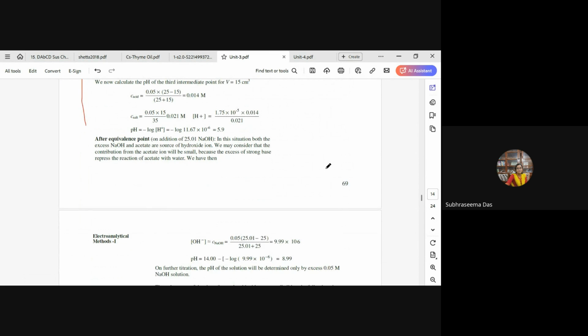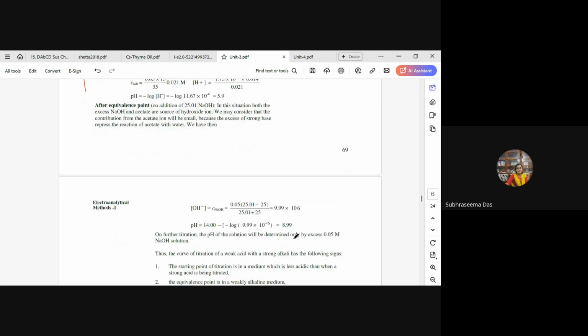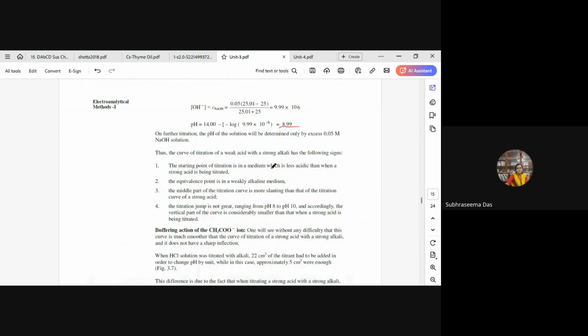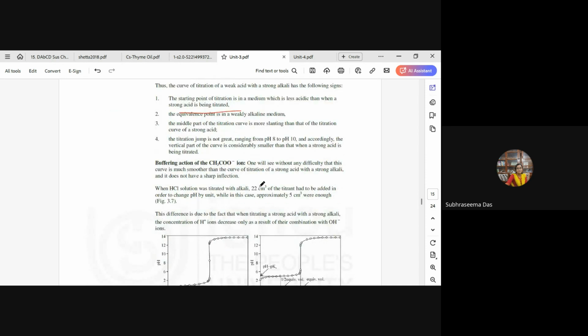So this is how, using such calculations, we can find out the pH at the intermediate points. After the equivalence point, that is after addition of 25 ml of NaOH, both the excess NaOH and acetate give OH minus to the solution, and thus the pH increases further into the alkaline range. The titration curve of a weak acid with a strong alkali has three features. The starting point of the titration is less acidic than when a strong acid is being titrated. The equivalence point is weakly alkaline. The middle part of the titration is more slanting, and the change in pH is not very great.